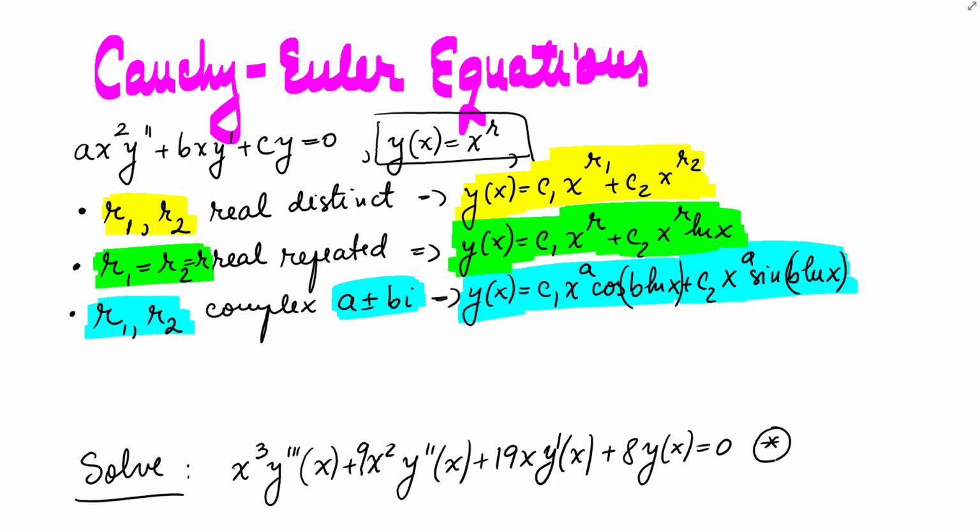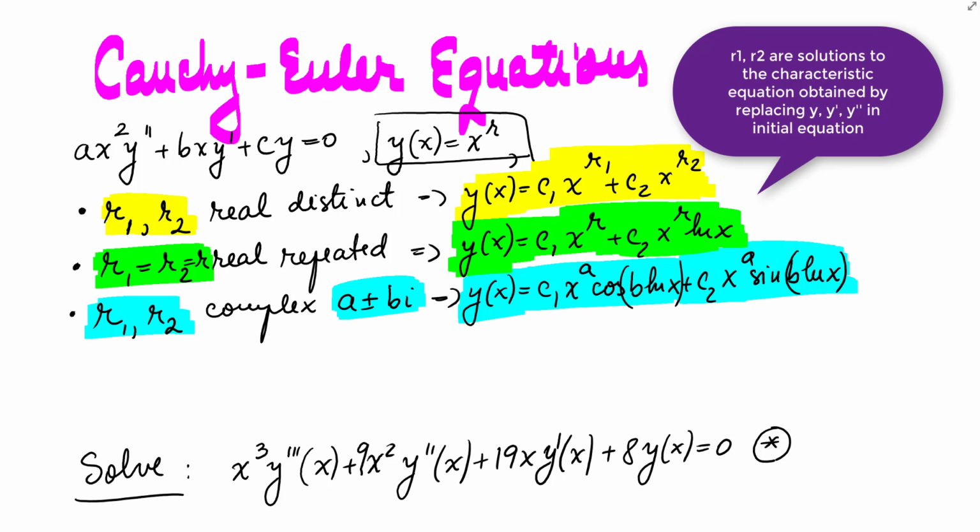In this video, we'll solve and discuss Cauchy Euler equations. A second order Cauchy Euler differential equation is of the form ax squared y double prime plus bxy prime plus cy equals 0. The type of solutions that we are looking for are y of x equals x to the r, where r can have one of these possibilities.